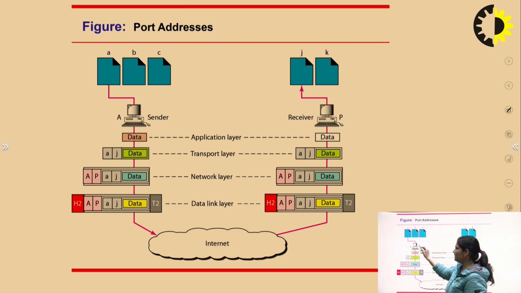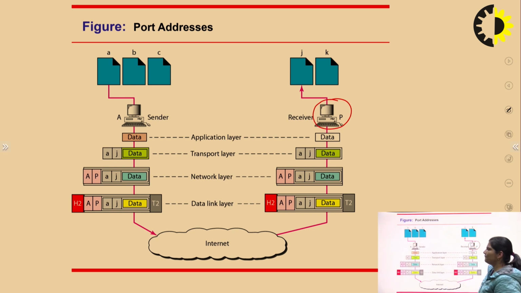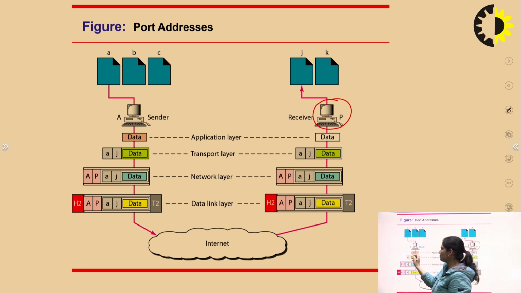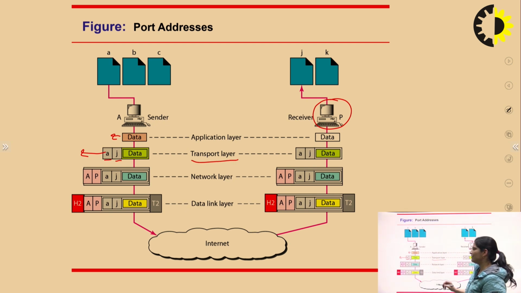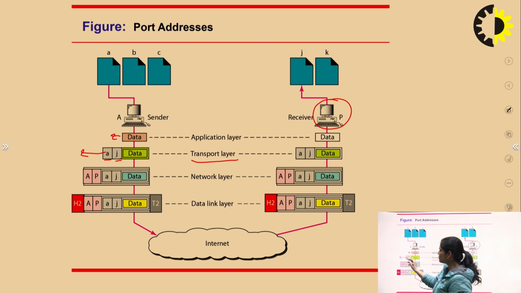Now this is the sender, this is the receiver. There are three processes at the sender, A, B, C, and I, J, K are the processes at this receiver. Now we are sending data through the application layer. We are assigning port addresses A and J to this data. At this transport layer we are adding these port addresses A and J, because we are sending process A to J. So we are assigning here port addresses A and J.